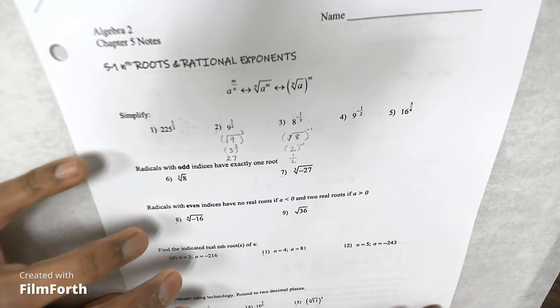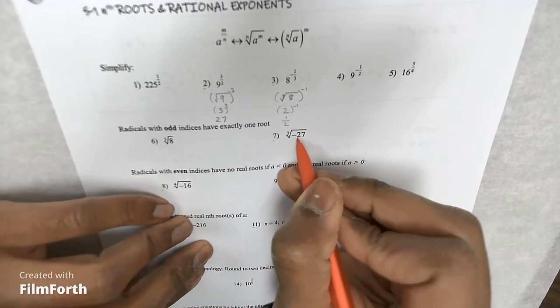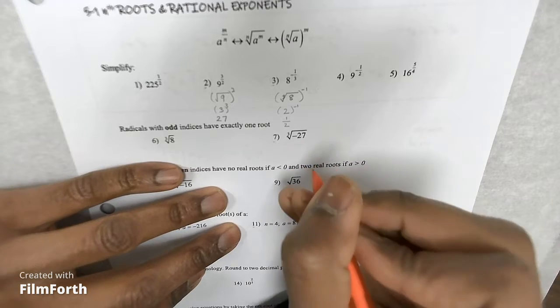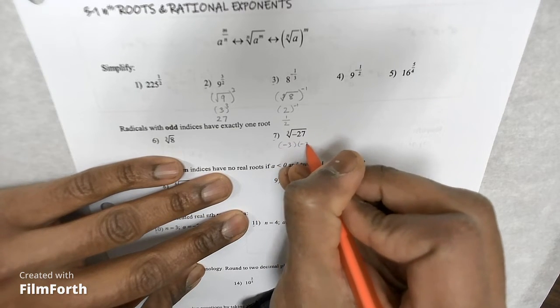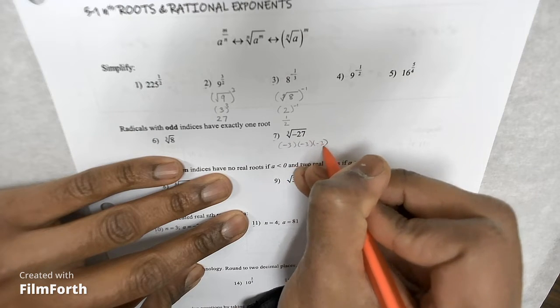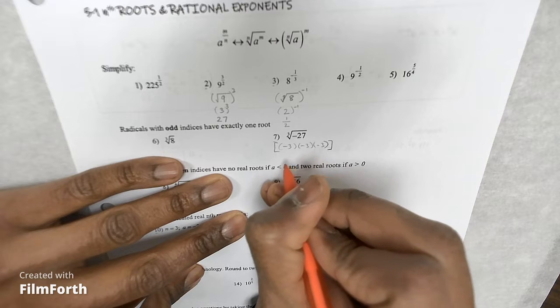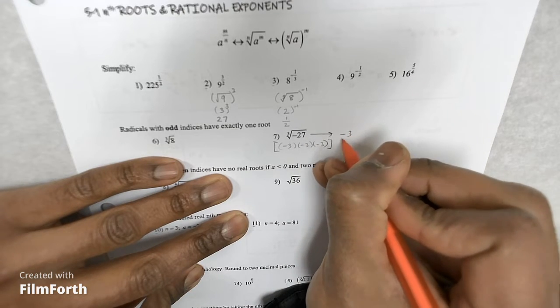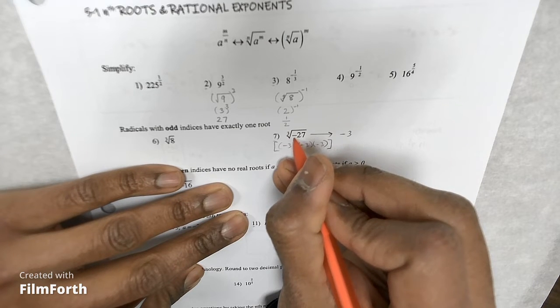Okay. Let's look at number 7. It says a cube root of negative 27. What that basically means is: what number multiplied by itself 3 times will give you negative 27? That's what we're looking for. So the cube root of negative 27 is negative 3. Notice I need the negative sign to get the negative 27.